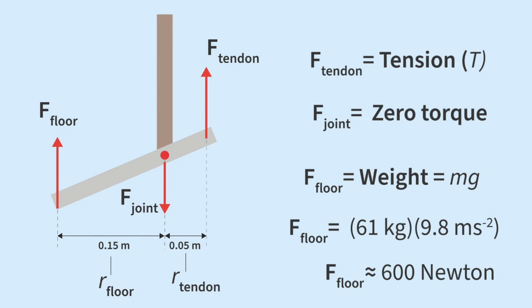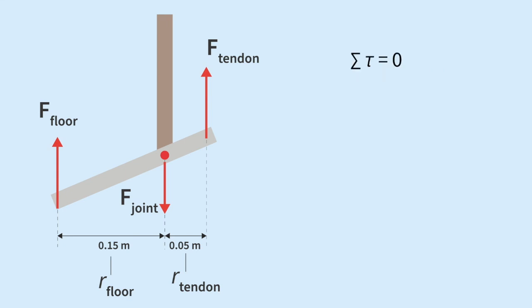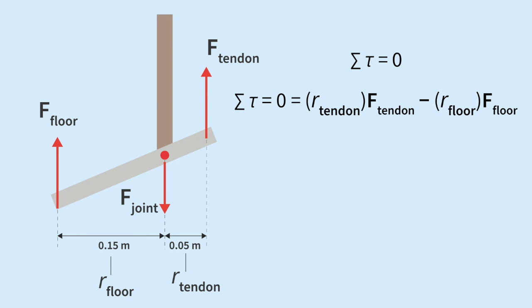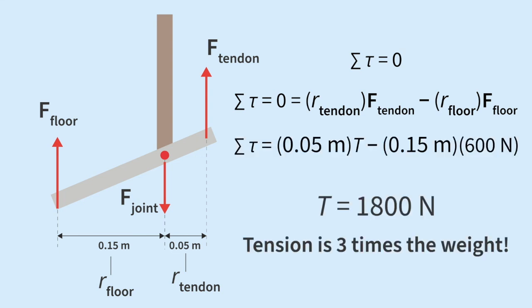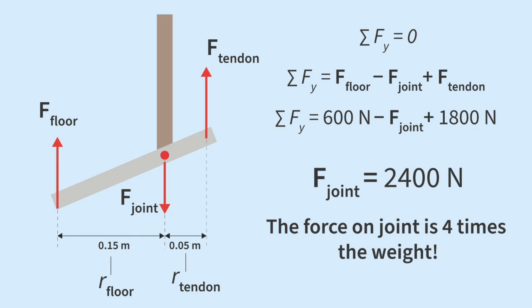The final force is the force at the pivot, the force in the joint, which we denote as F joint. This is the force with which the bones of the upper leg press on the bones of the foot. This force acts at the pivot and contributes no torque. It must be downward to balance the two upward forces. The foot is in static equilibrium, so it experiences no net force and no net torque. The force at the pivot contributes no torque, so the torque condition reduces to solving this equation, which yields the tension as 3 times the person's weight. Let us now look at the net force zero condition for static equilibrium. The equation for the force in the joint yields a number which is 4 times the person's weight.